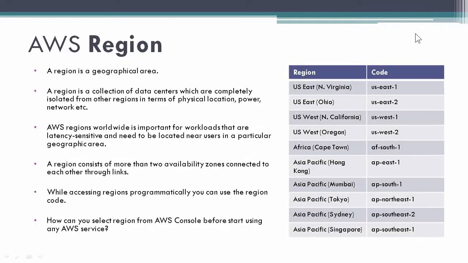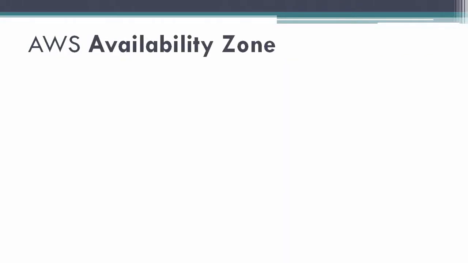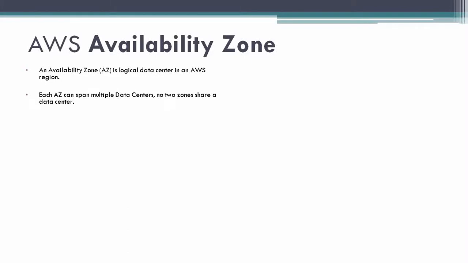Okay, now moving to the next component of AWS global infrastructure, that is the AWS Availability Zone or AWS AZ. An AZ is a logical data center in an AWS region. Each AZ can span multiple data centers. No two zones share a data center. A region consists of multiple AZs, and an AZ has multiple data centers. So no two zones share the same data center.